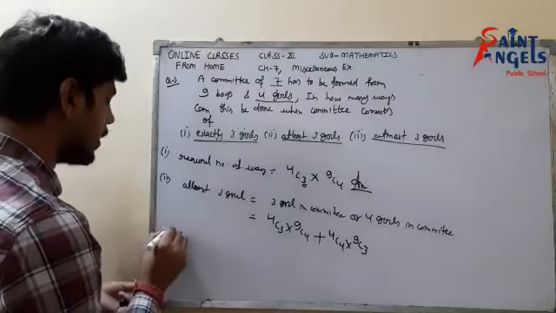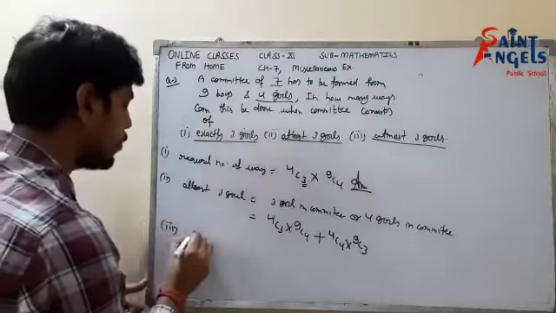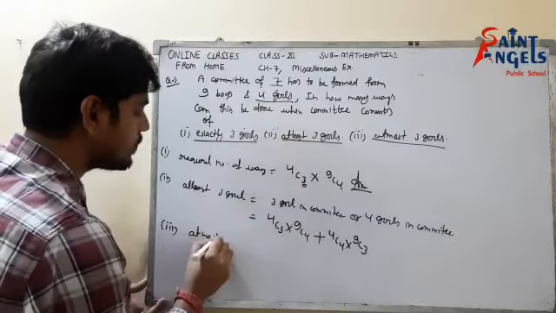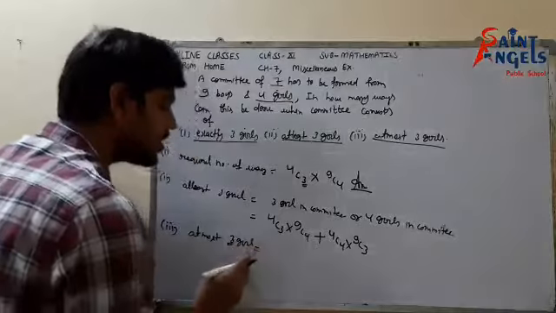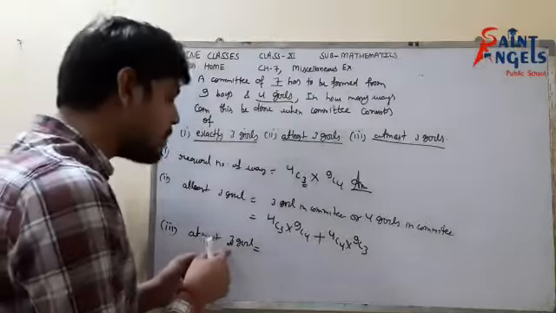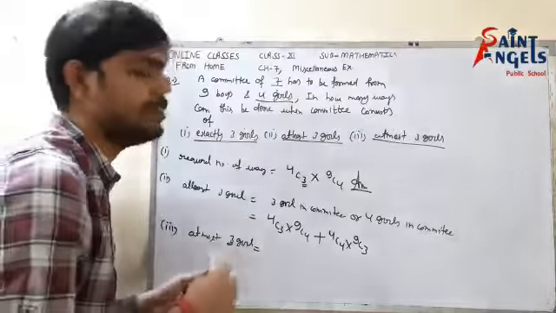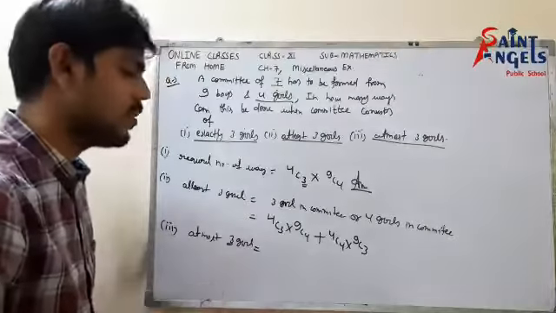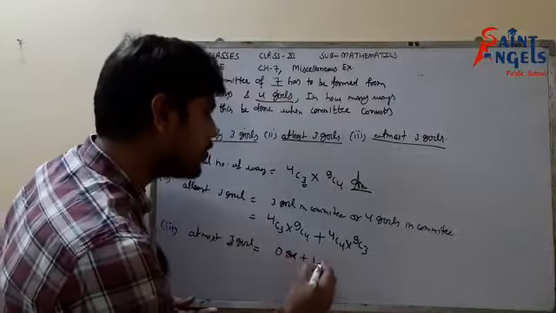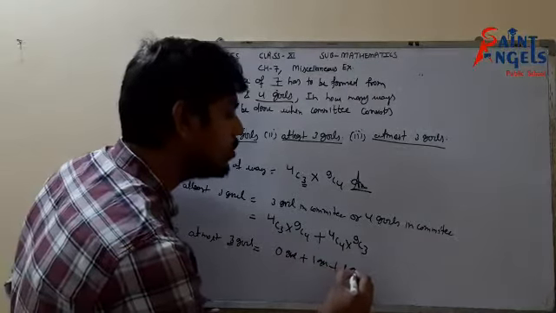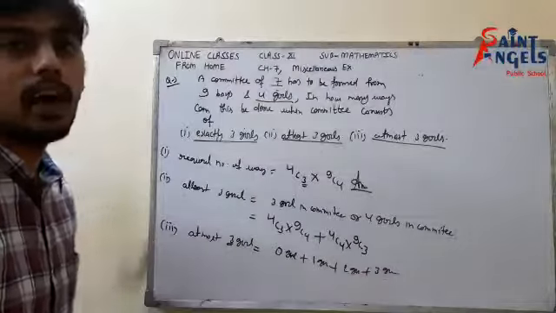Now look at the third part. It's a very interesting part. That is at most 3 girls. We have to find at most 3 girls. At most means the maximum limit. So in a team there could be maximum 3 girls. Girls cannot exceed 3. Okay, so there are two ways. We can find 0 girls in a committee plus 1 girl in a committee plus 2 girls in a committee plus 3 girls in a committee. Okay, that is how we can do it.